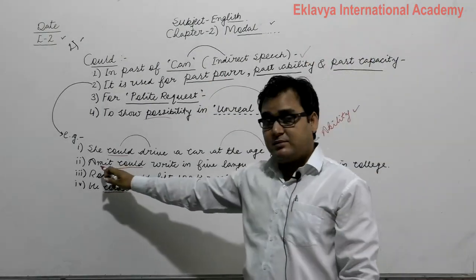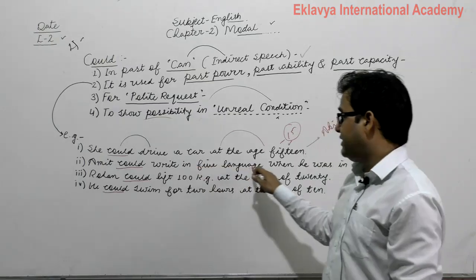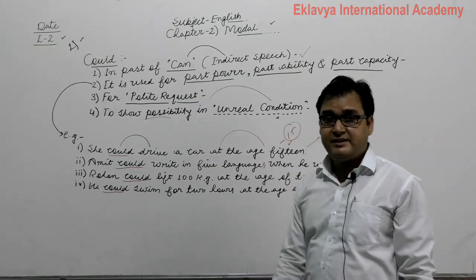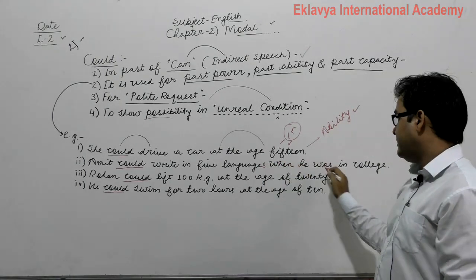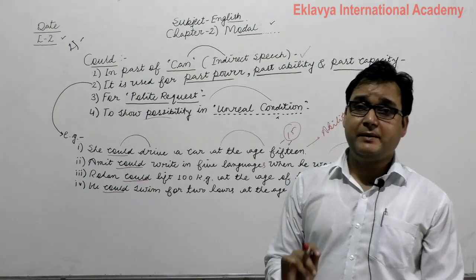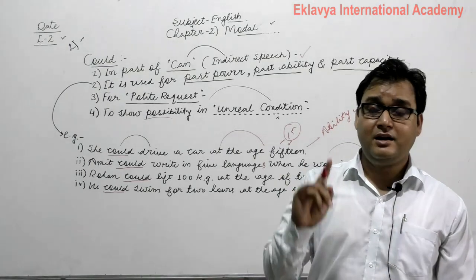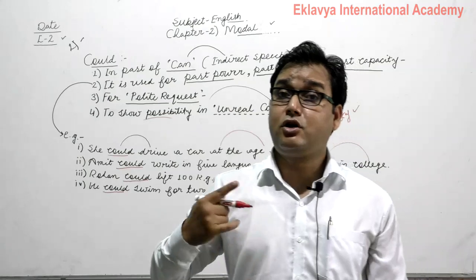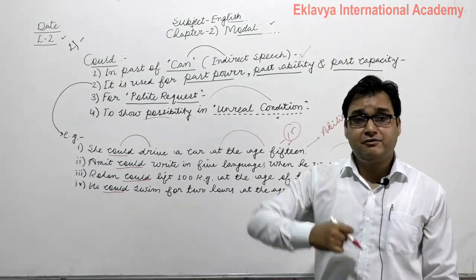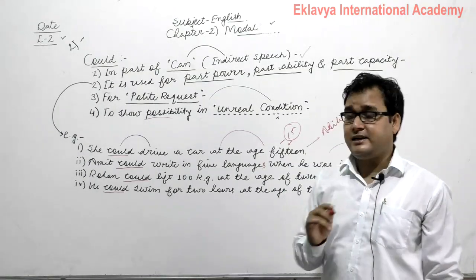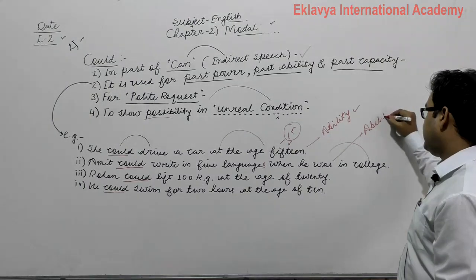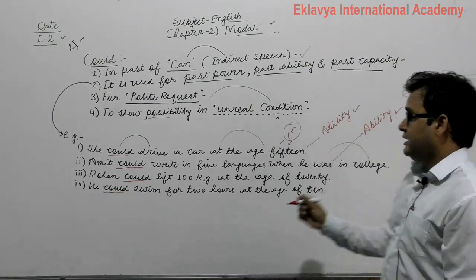Okay, example number 2. Amit could write in 5 languages when he was in college. Amit जो है 5 भाषाओं में लिख सकता था when he was in college, जब वो कॉलेज में था. It means that Amit had the ability to write in 5 languages when he was in college, and this example speaks also about the ability of Amit. Is it clear?